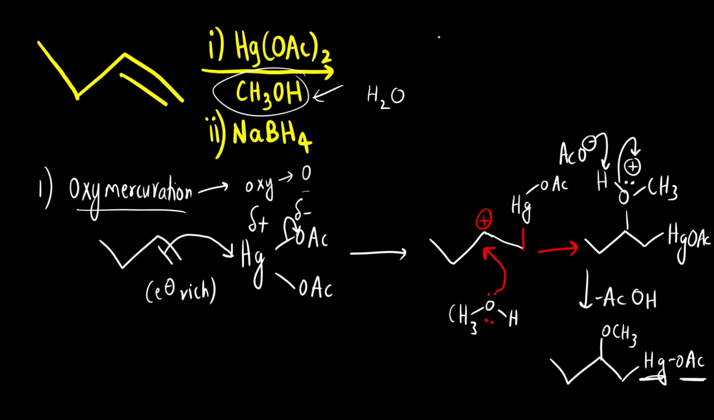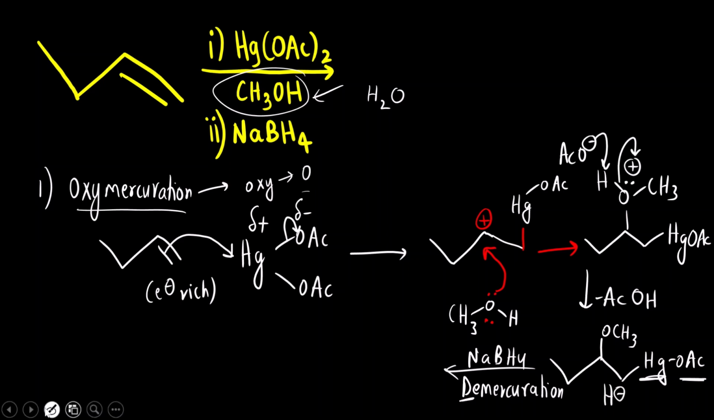Now the next step is what? Next step is demercuration. So what happens in demercuration? We are reacting with NaBH4. This is demercuration. D means to remove something. We say dehydration. Dehydration means removal of water. Hydration means addition of water. Similarly, mercuration means addition of mercury. Demercuration means removal of mercury.